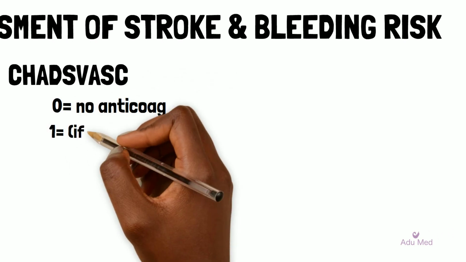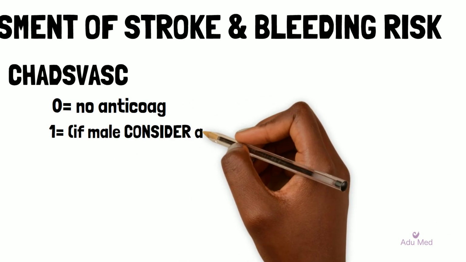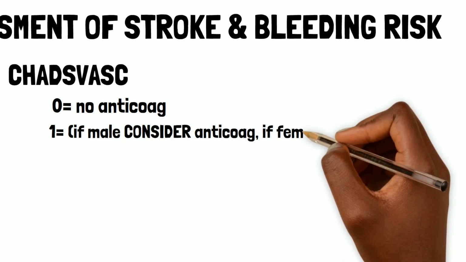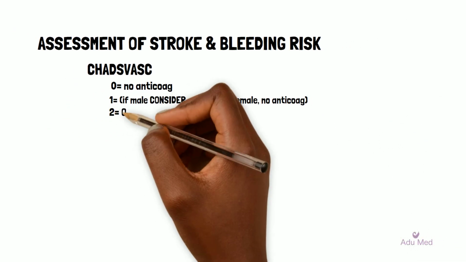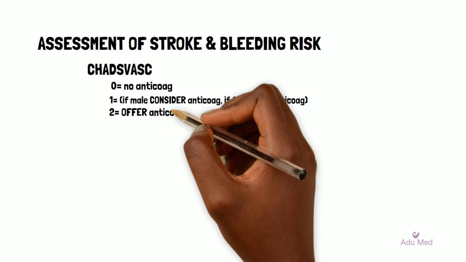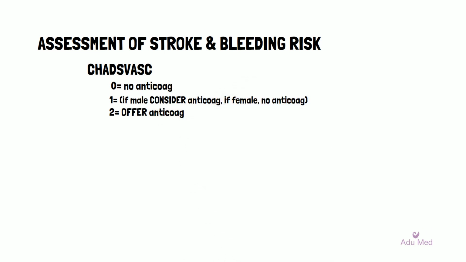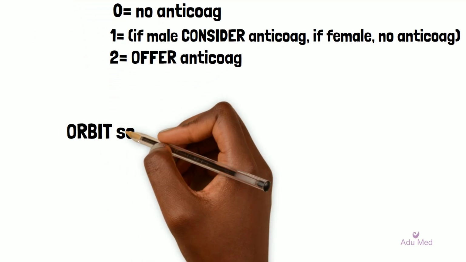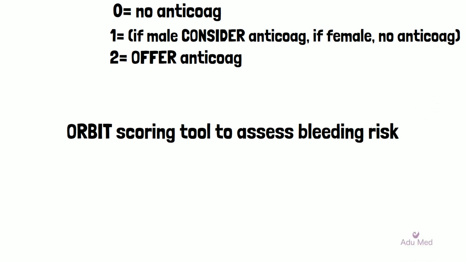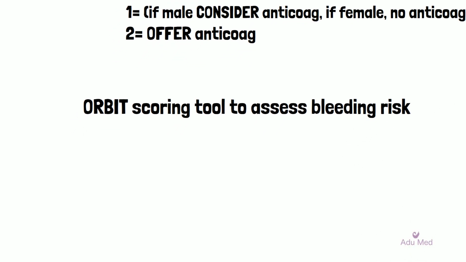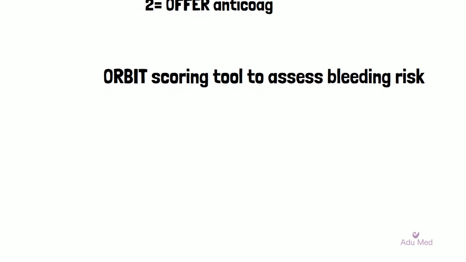A score of 1 in a male means that we can consider anticoagulation, but this same score in a female would mean no anticoagulation. A score of 2 in both male and females means we will be offering anticoagulation. Please see the link in the description box for a further breakdown of the CHA2DS2-VASc score. We can also use tools such as Orbit, which has replaced the Hasbled scale, to assess bleeding risk. Please see the link in the description box for further information.